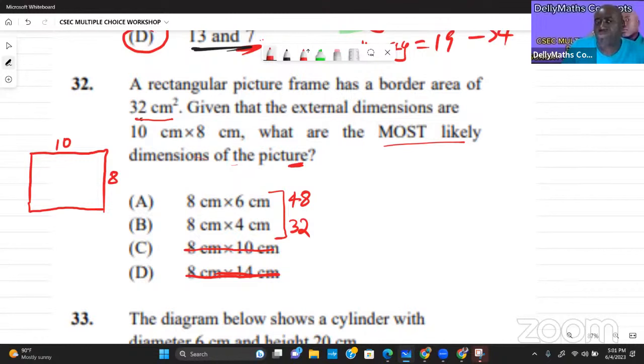All right. So take a look at this. This is the border area. Now I'm going to pick this one because I'm going to say the picture is going to be a little bit bigger, because I have enough space here to facilitate. So I'm putting this as my 8 by 4, this might be my picture. This is the space that the picture would come.